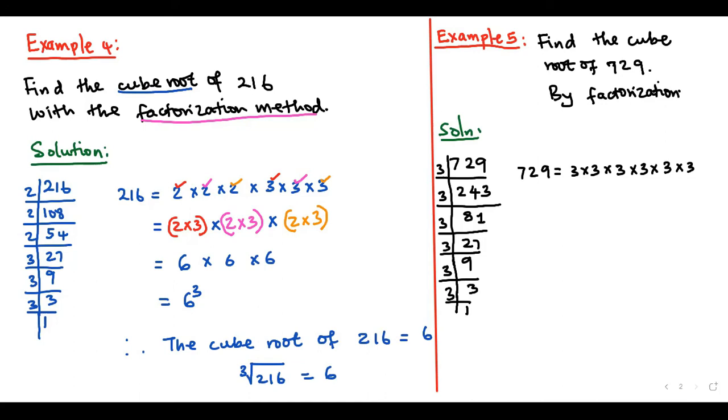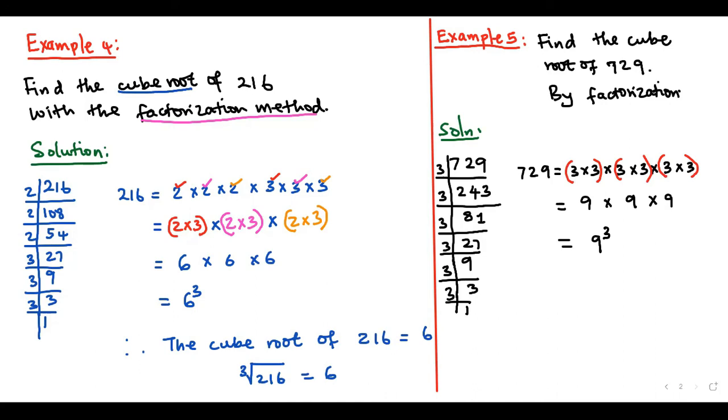Now we need to make 3 equal groups. Since these are all 3, we have this group, this group, and this group. You can say that this means 9 times 9 times 9, which is the same as 9 cubed, or 9 to the power of 3. So to get 729, we need 9 times 9 times 9.